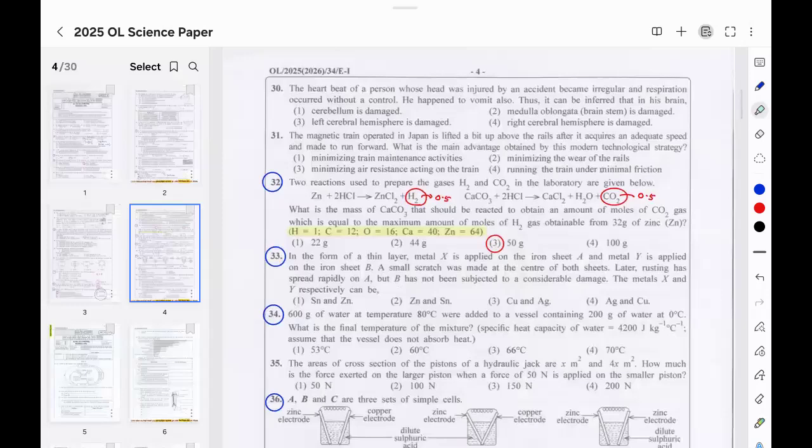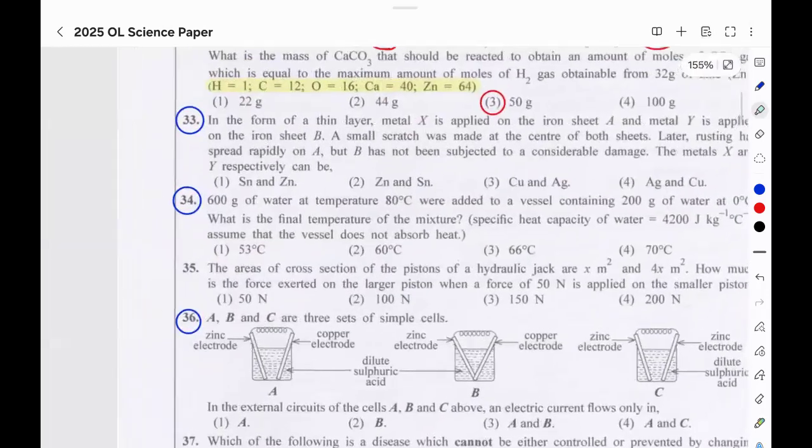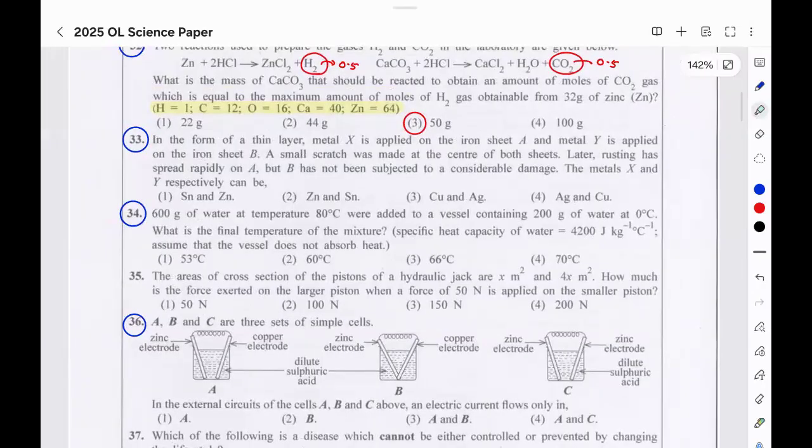Here they have mentioned that in the form of a thin layer, metal X is applied on iron sheet A and metal Y is applied on iron sheet B. Using a high reactive metal is cathodic protection. A small scratch was made at the center of both sheets. Later, rusting has spread rapidly on A, but B has not been subjected to considerable damage. The reason is the small scratch is enough.